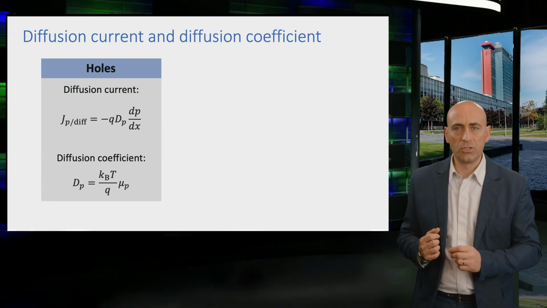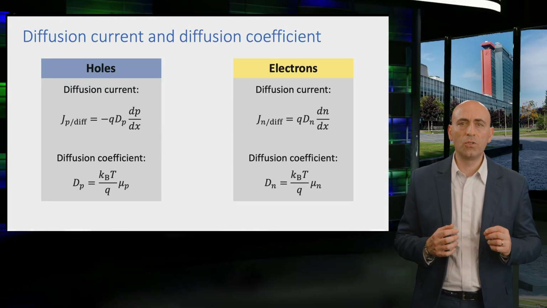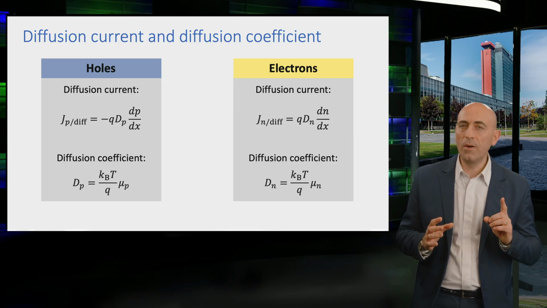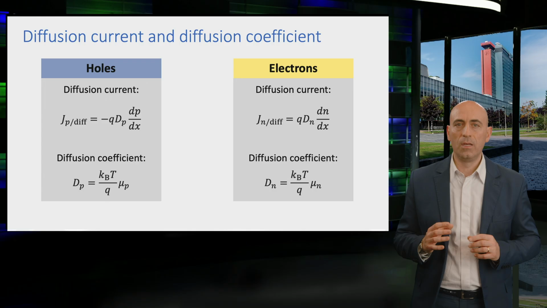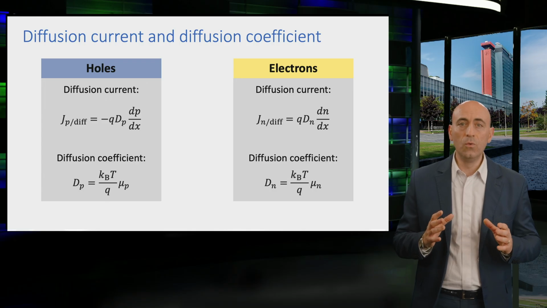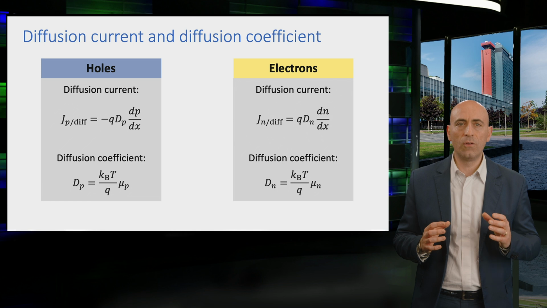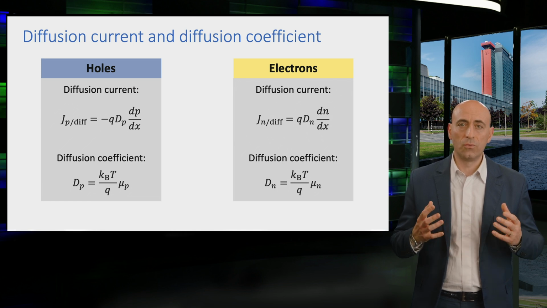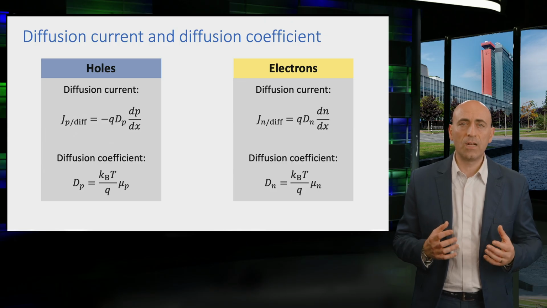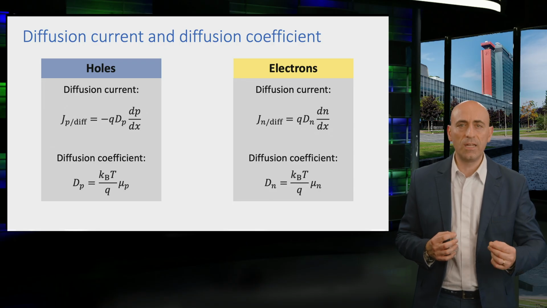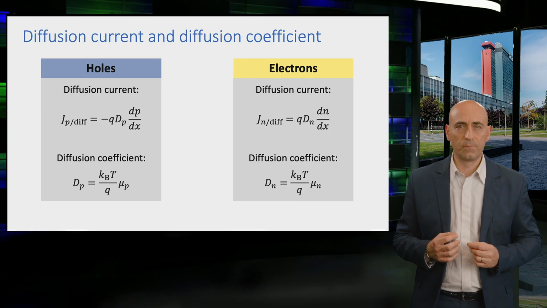A similar equation is used for the diffusion current density of electrons. You may notice that there is no negative sign in the equation. Even though electrons do indeed flow opposite to the concentration gradient, dN over dx, they carry negative charge. So two negative charge signs cancel each other out, and the resulting electron current density direction is in the same direction as the gradient dN over dx.